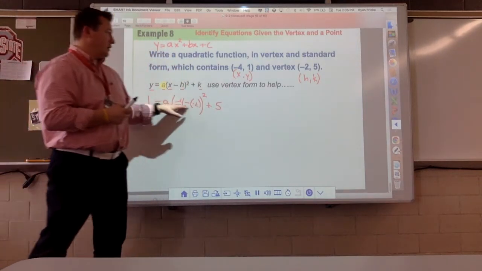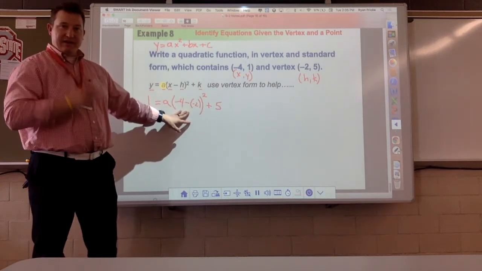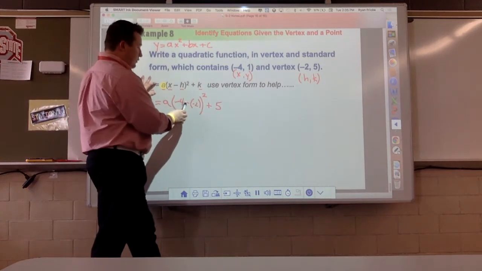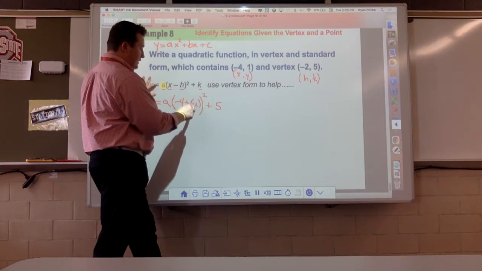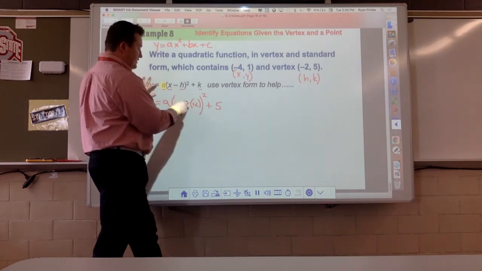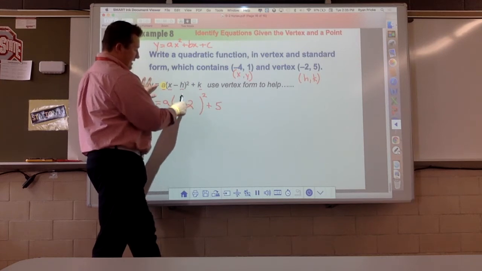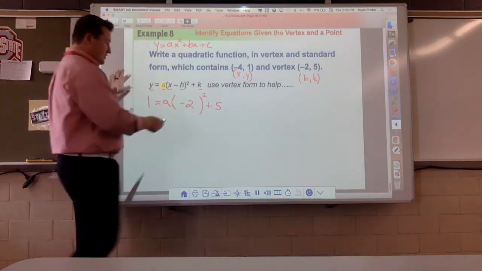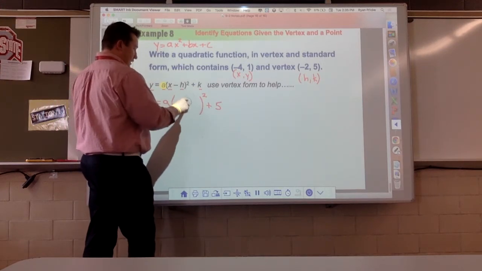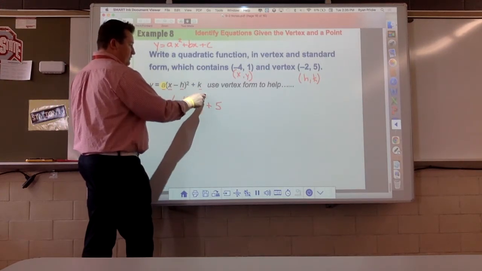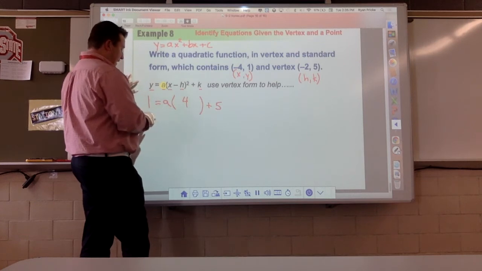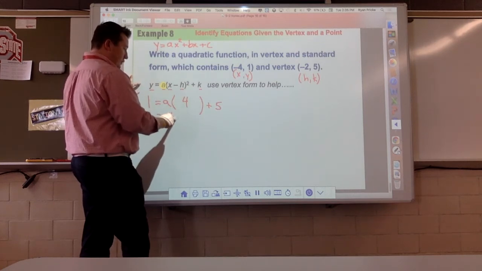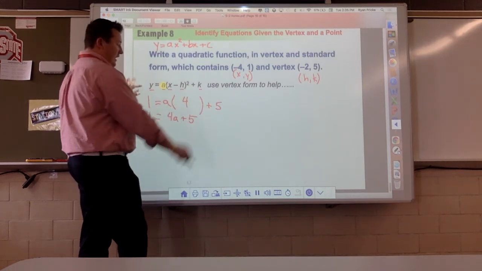Whew, okay. We can simplify this. Be careful. -4 minus -2. This means plus, plus. So this all turns into what number? -2. Okay? -2 squared is -2 times -2, which is 4. Okay? 4. Done squaring. All right, so now it looks like this. 1 equals 4a plus 5.